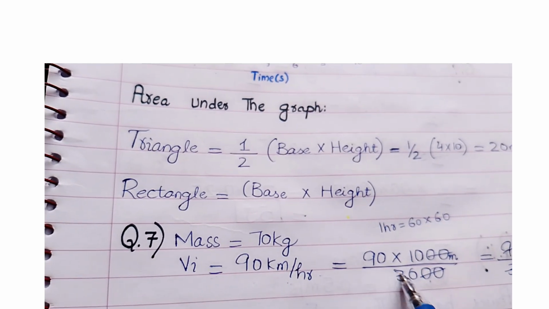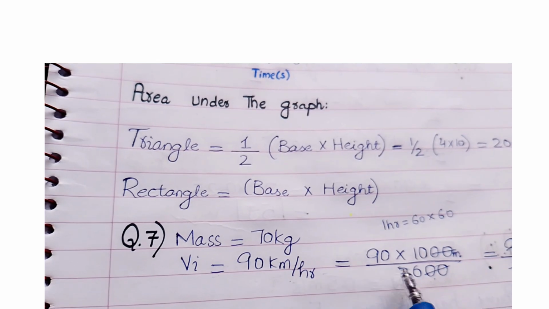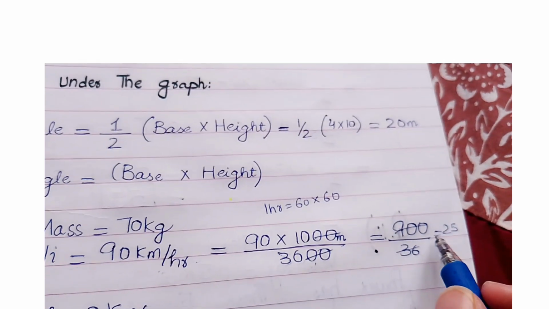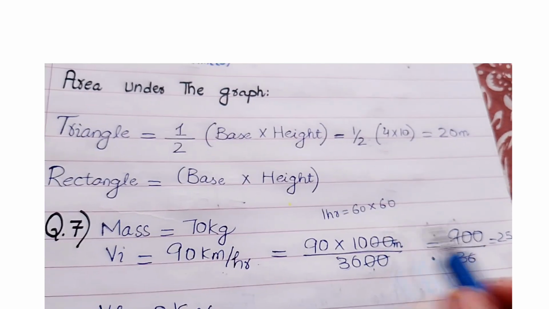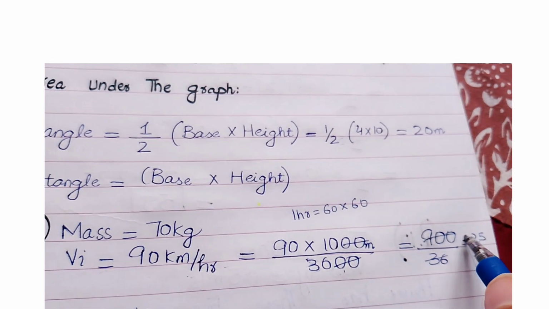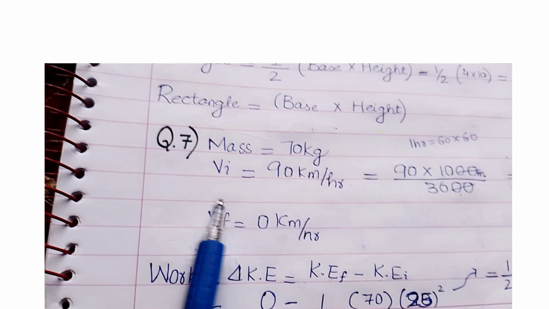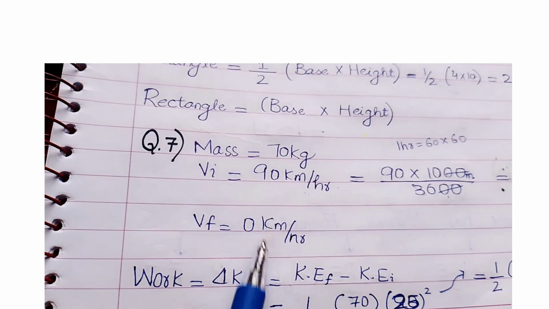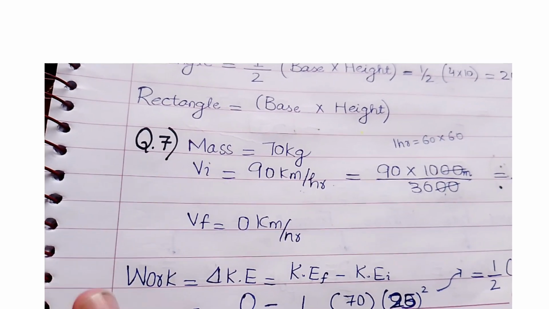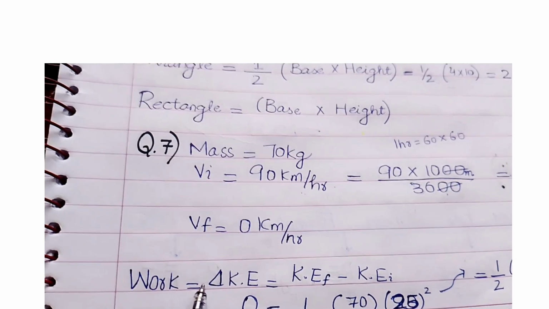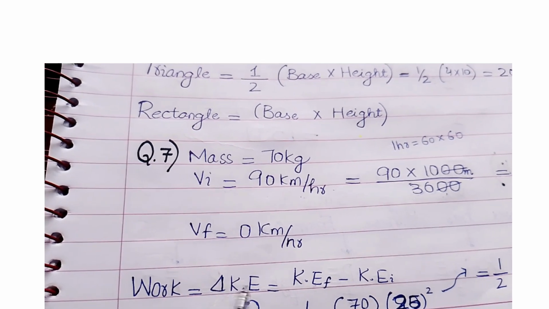So we will just write 3600 for the hour, and we calculate it in meter per second. So it will be 25 meter per second, and its final velocity was 0 km per hour. Here we will apply the formula of work, that is, work is equal to change in kinetic energy.